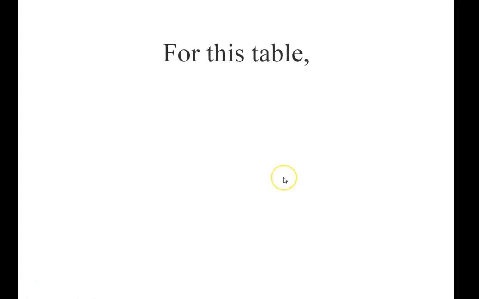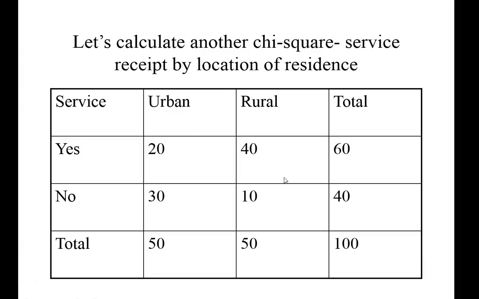So for this table, let's go back here and look. If you need to, write it down. For that table, the degrees of freedom is 1. Remember, it's a 2x2 table.